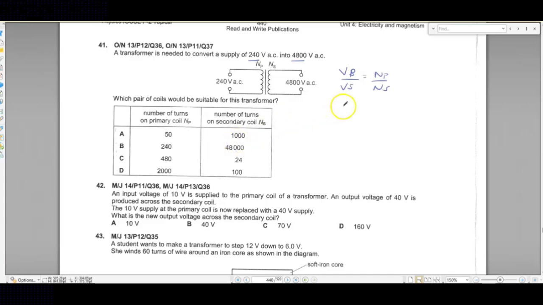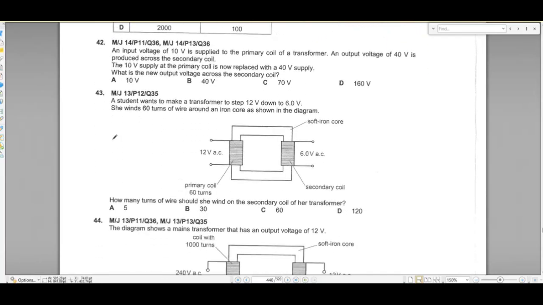Okay. So 240 over 4800 is equal to 50 over 1000. Let's keep it this way. Now this should give an answer of 240 volts. So VP, if all these values are correct in this one, should give an answer of 240 volts. So after calculating, yes, this is 240 volts. So A is the correct option, the pair of values correct for this option.